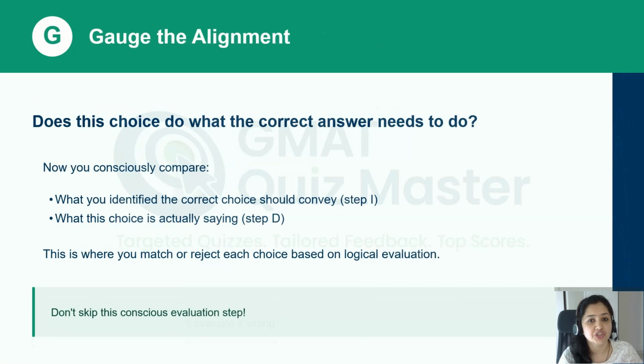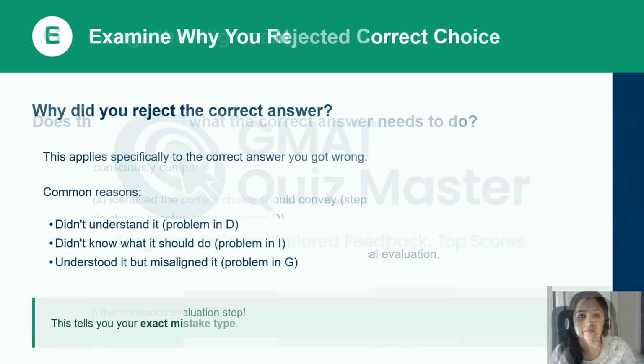G stands for Gauge the alignment. So, this is where you need to evaluate your answer choice. You need to see if it actually conveys the meaning that the correct answer choice needs to convey. So, this is where you will compare what you identified the correct choice should say in step I and what this particular choice is saying, that is step D. And that is how you evaluate a choice.